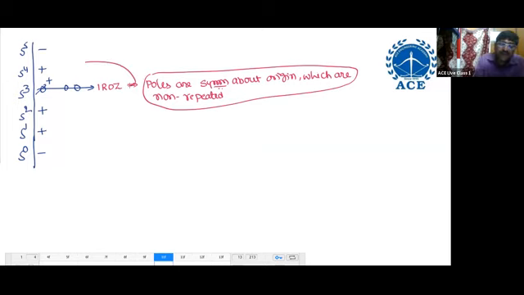How many poles are symmetrical about the origin? What is the auxiliary equation order? Fourth order, s power 4. That indicates what? 4 poles symmetrical about the origin. So you have to place 4 poles symmetrical about the origin.